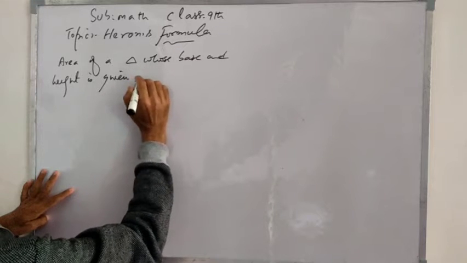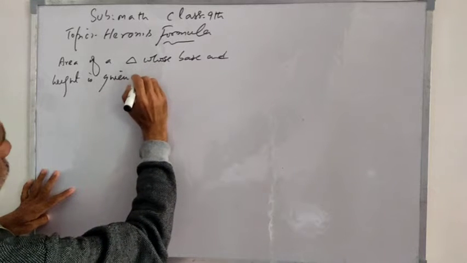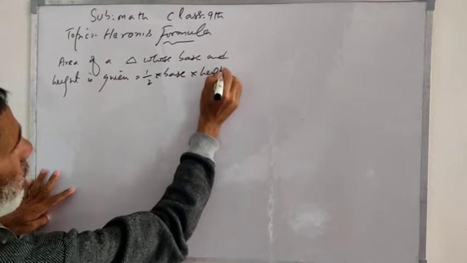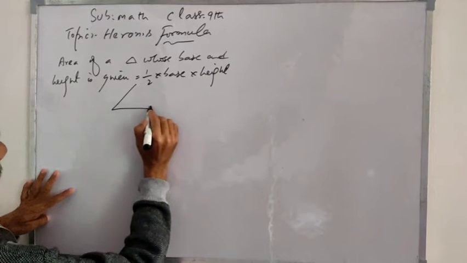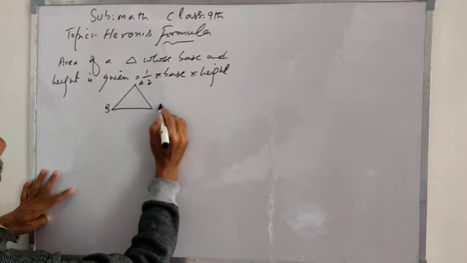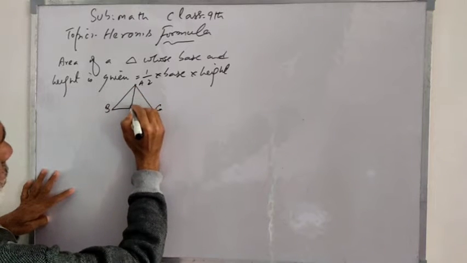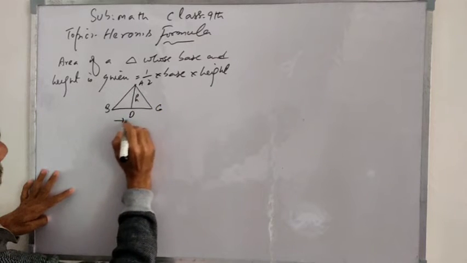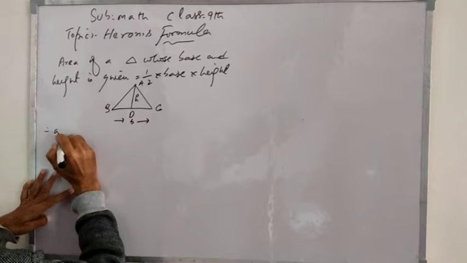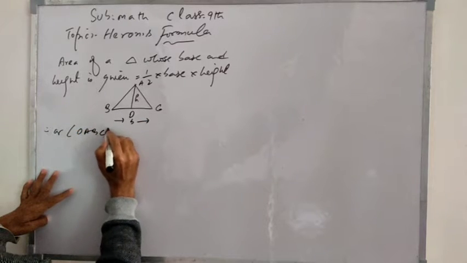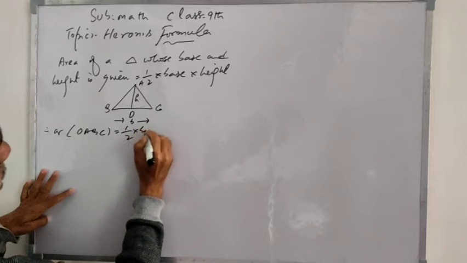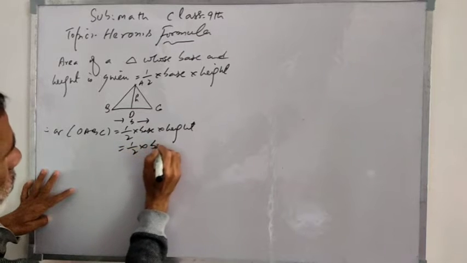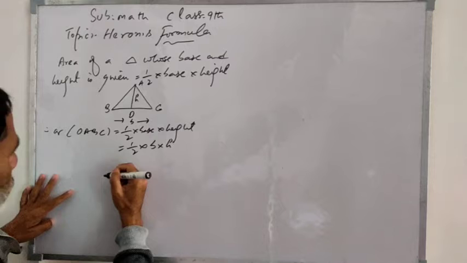For this triangle, the area of the triangle will be 1/2 of base into height or altitude. For example, this is triangle ABC. Here BC is the base, AD is the height or altitude. The base is represented by B and height by H. Therefore, the area of triangle ABC will be equal to 1/2 of B into H.